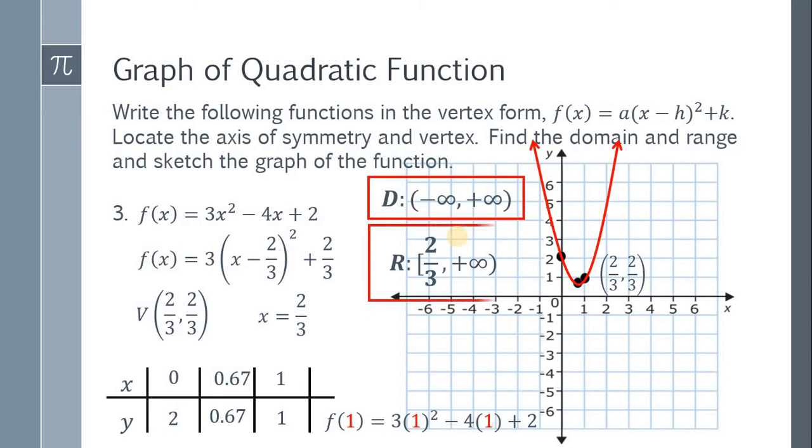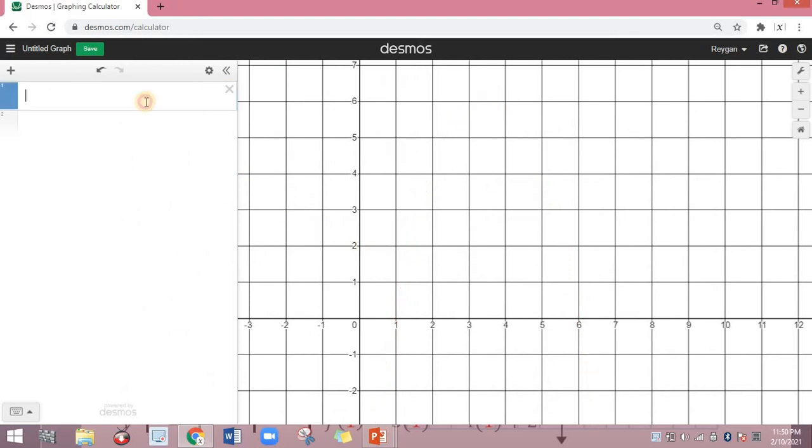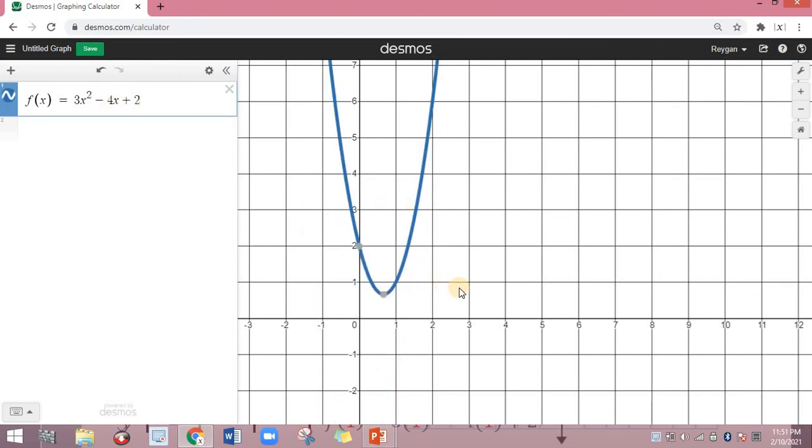Next, how do we check if our answer is correct? So, let's use Desmos again. Let's remember our function, 3x squared minus 4x plus 2. Let's go to Desmos. Let's erase our given from earlier. So, we have f of x is equal to 3x squared minus 4x plus 2. And there you go.